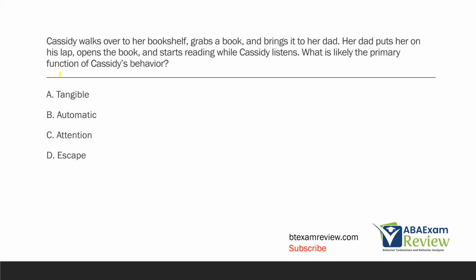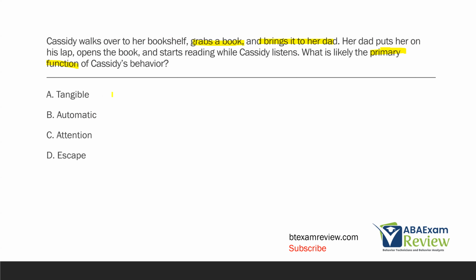Now, function questions. You have to ask yourself, what did the learner achieve, right? Because behavior happens for a reason. We call these functions. Behavior happens to get something or get rid of something. What did Cassidy achieve with her behavior? What is the primary function of this behavior? She went over to the bookshelf, grabbed a book, brought it to her dad. Then her dad started reading to her while she was on his lap, right? So what did Cassidy achieve? What did she gain? What did she get rid of?